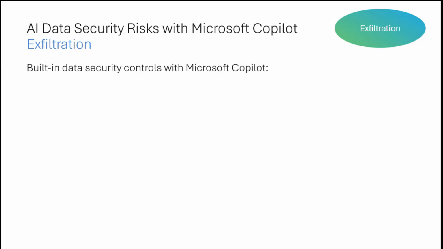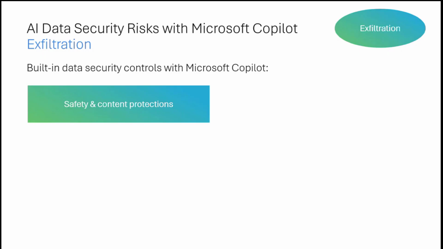Copilot has built-in data security controls that can help with this exfiltration concern. There are safety and content protections. Copilot will block things like harmful content, maybe instances of violence. It will also help to detect protected material that might be subject to copyright and not surface that.